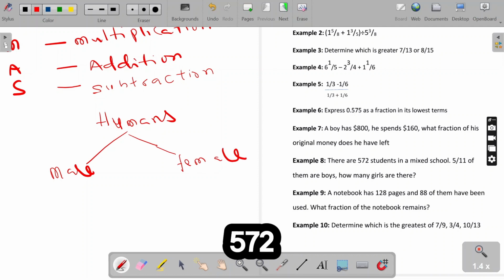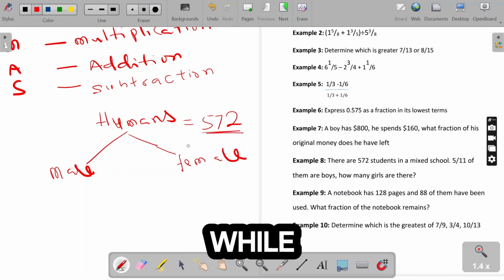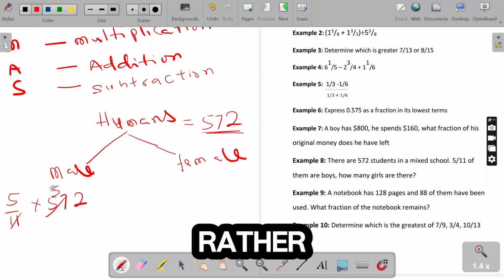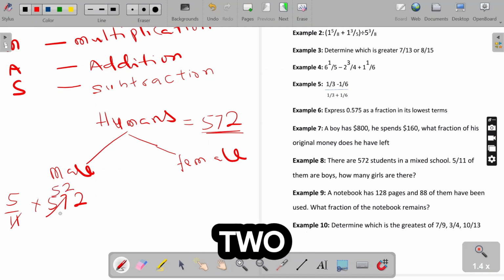Now, we have 572 students in a mixed school. For male, we have 5 over 11 of 572. Of this sum, a certain portion is for male, while the remainder will be for female. Of means times in mathematics. So 5 over 11 times 572. And what would that be? 11 goes in 572, 5 times 5, 55, that's 22. And that will give me 260.